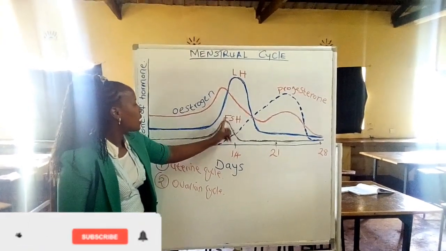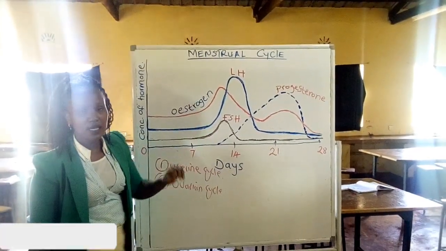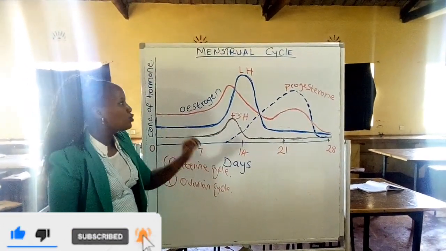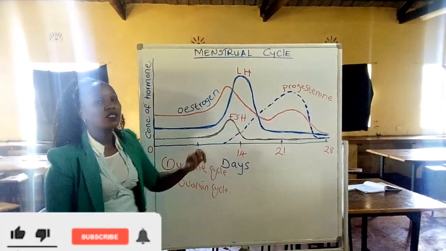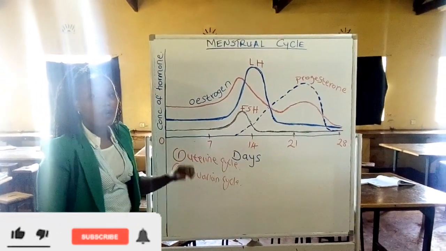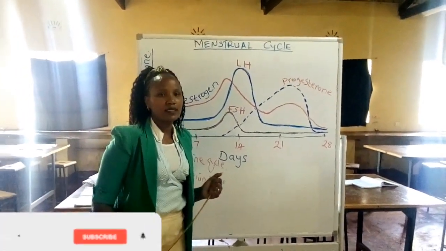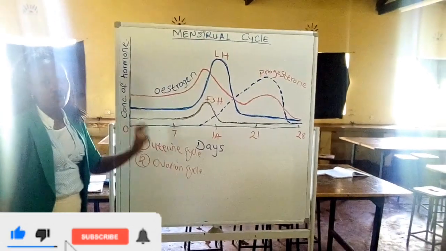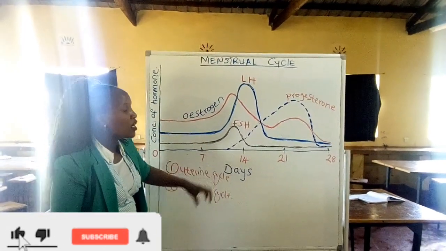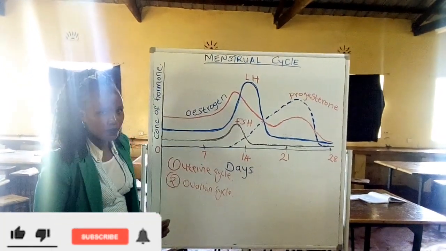Now, the menstrual cycle, as we have said, involves the shedding of the thickened uterine wall together with some tissue debris of the uterus. This is because fertilization in the previous cycle has not taken place. So in this tutorial, I'm going to use a diagram to explain the concentration of these hormones during the menstrual cycle.